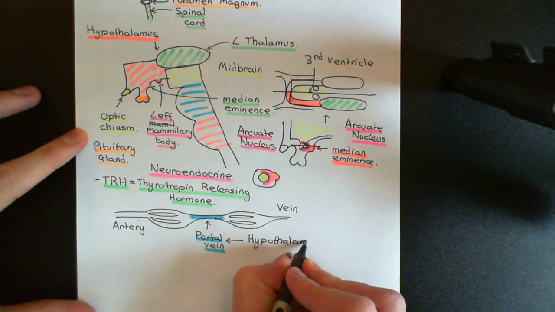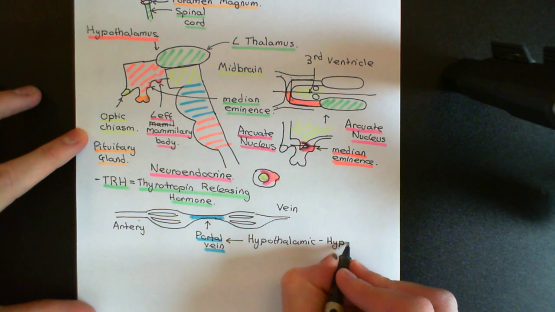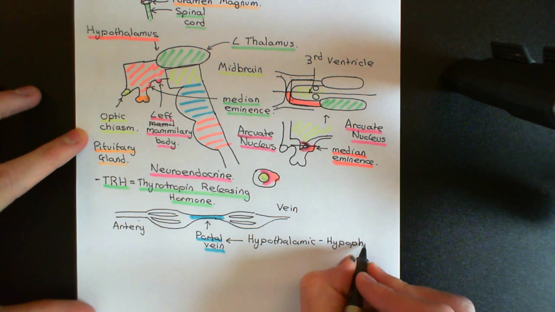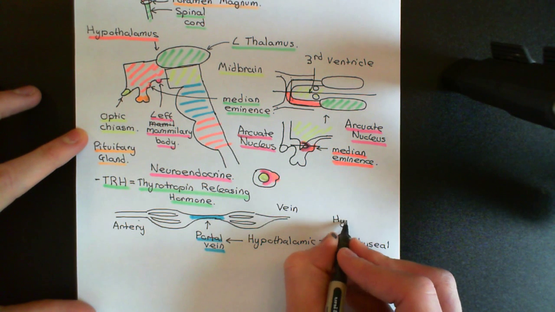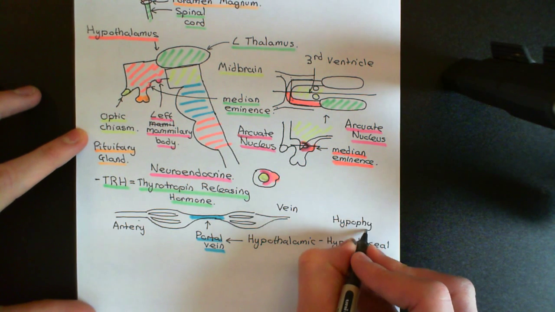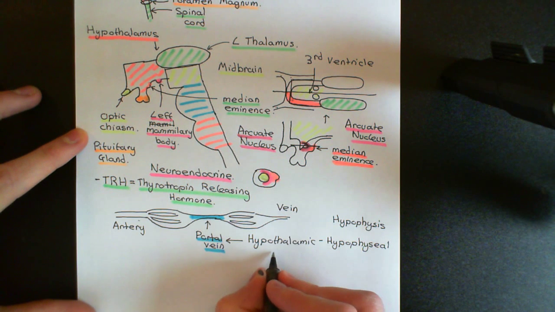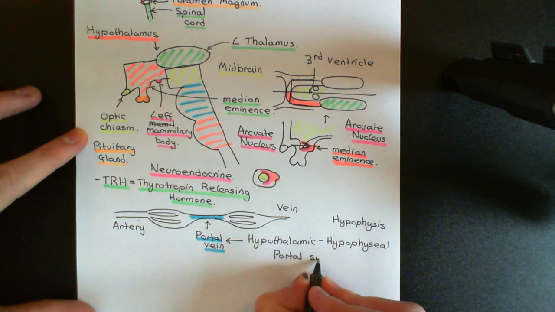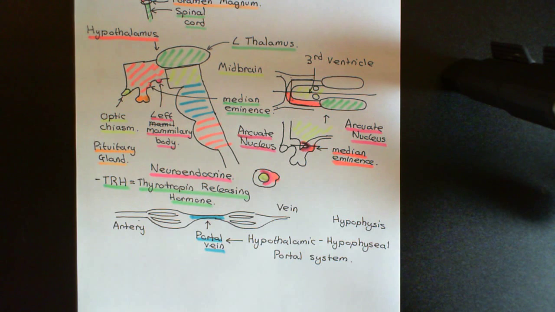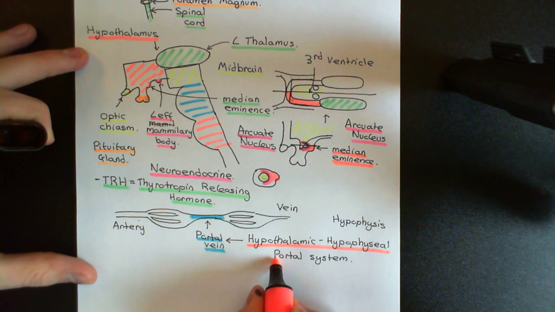hypothalamic-hypophyseal portal system. So another name for the pituitary gland is to call it the hypophysis. So hypophyseal means pertaining to the pituitary gland. So it's the portal system that exists between the hypothalamus and the pituitary gland, the hypothalamic-hypophyseal portal system. Okay, and I'll just underline this then in red here.